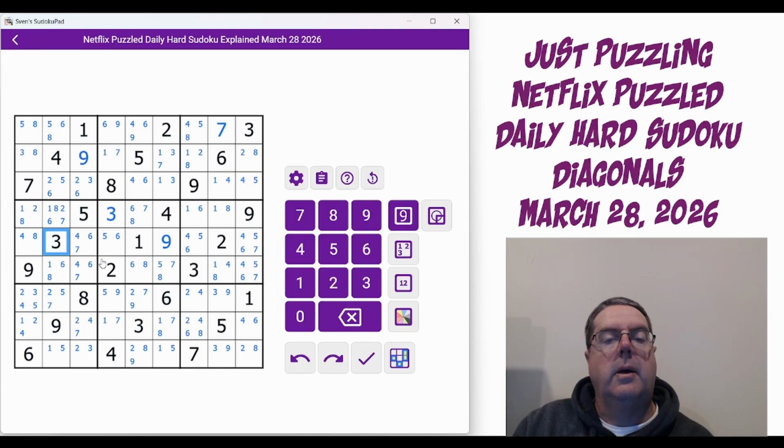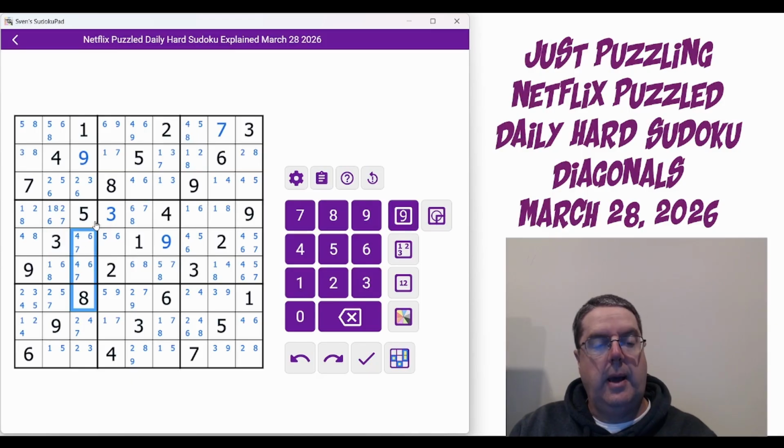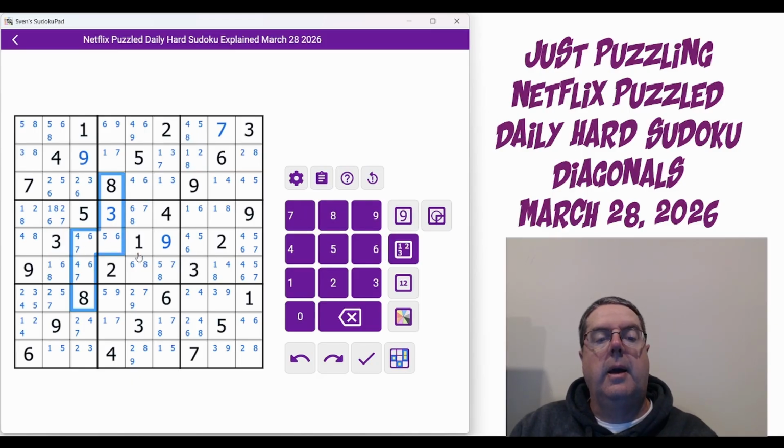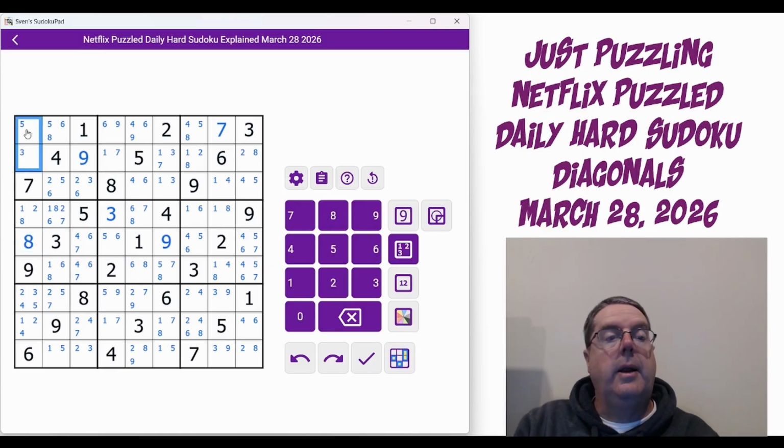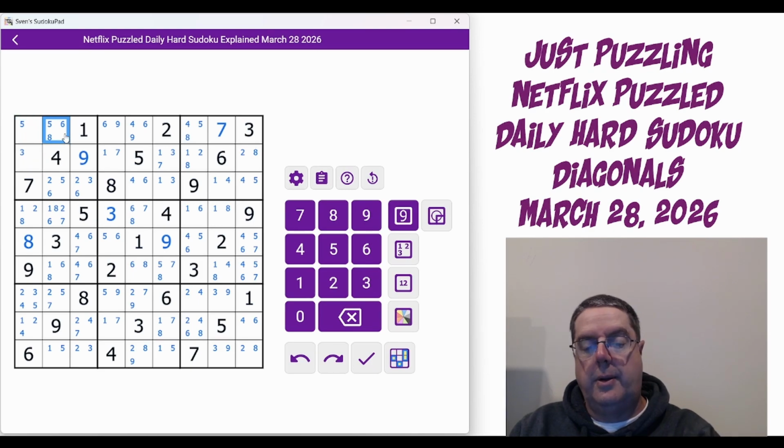4, 8. Oh, where's the 8? Okay, so where's the 8 in here? 8 can't be there. 8 can't be there. 8 is one of these two, because 8 couldn't be there and 8 couldn't be there. So that leaves this as a standalone 8 here. That means these can't be an 8. So 8 can't be here. So that's an 8 there, leaving this to be a 5 and this to be a 3.